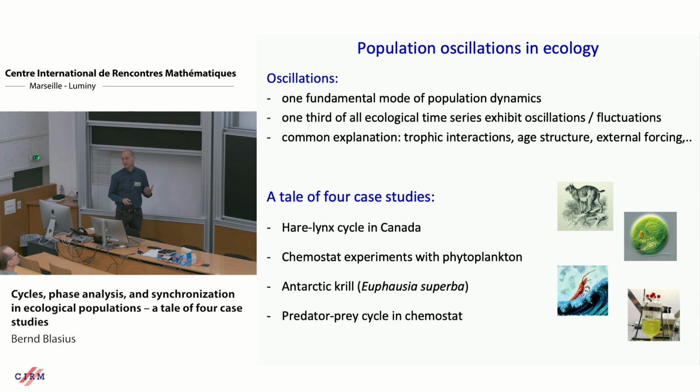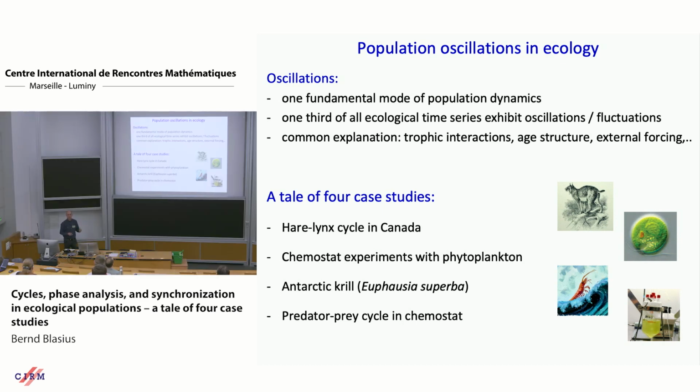But there are many different mechanisms and explanations which can explain why we have these oscillations. You have trophic interactions, age structure, parasites, and so on. You can have external influences. In my research, I occasionally studied systems which have these population cycles, and I thought maybe it's a good idea to show here 4 case studies from my own personal work.